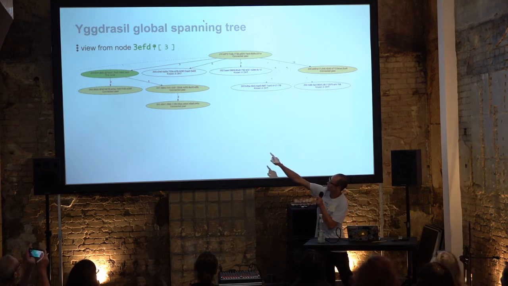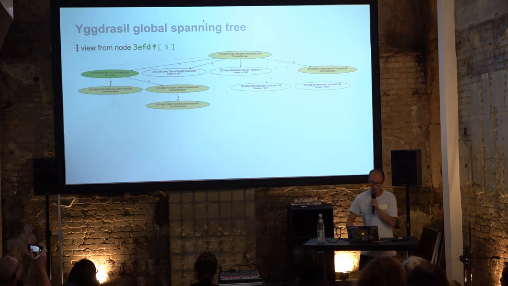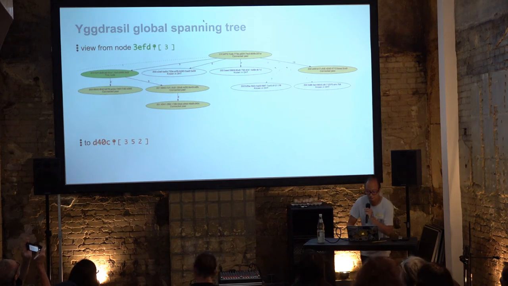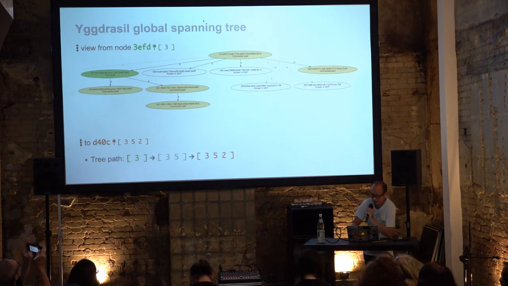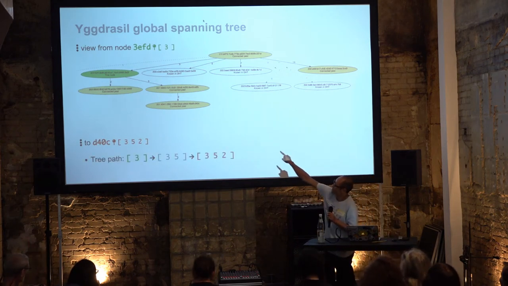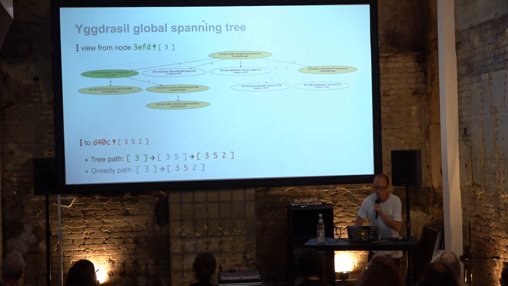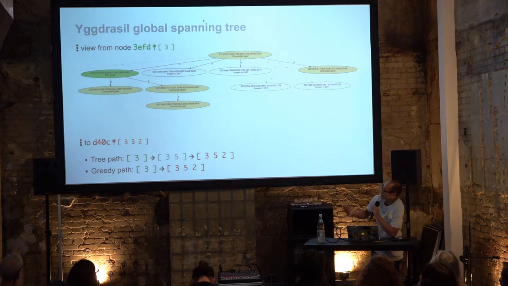So this is the coordinate. It wants to get a packet to this node down below. So if you route through the tree, it would go through this path, which means one hop and then here, so two hops. But then it's also a peer to this node, so it can just do the greedy path instead, which means it doesn't use the DHT in the same way of routing traffic.